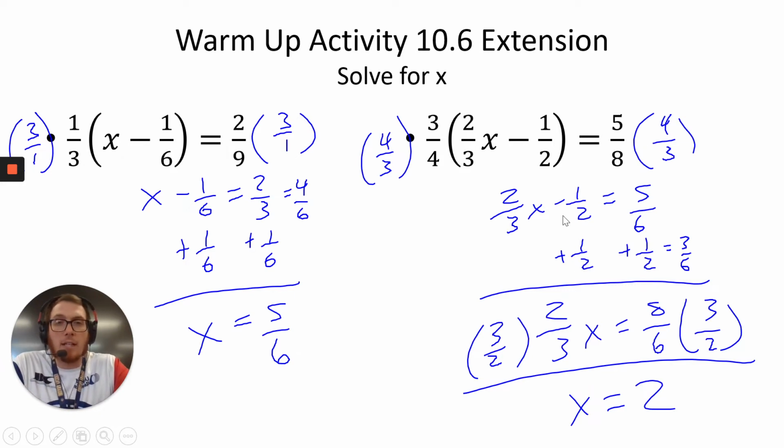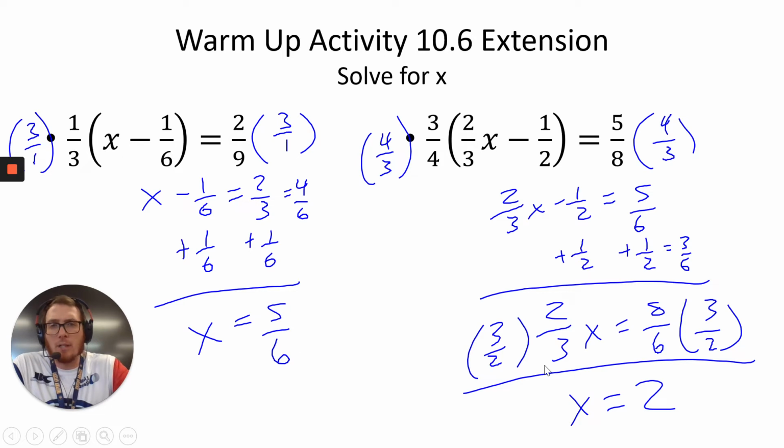I add 1/2 to both sides because the opposite of subtraction is addition. 5/6 plus 1/2 or 3/6 is 8/6. Now from here, you could simplify that if you wanted, or you could wait until the very end and see what you get. To get rid of 2/3, I'm going to divide by 2/3, but dividing by a fraction is multiplied by its reciprocal. So you're going to have to multiply by 3/2 on both sides. This will cross simplify down. 8 and 2 become 4 and 1, and 3 and 6 become 1 and 2. And this ends up being 4/2, which is just 2 as your final answer.